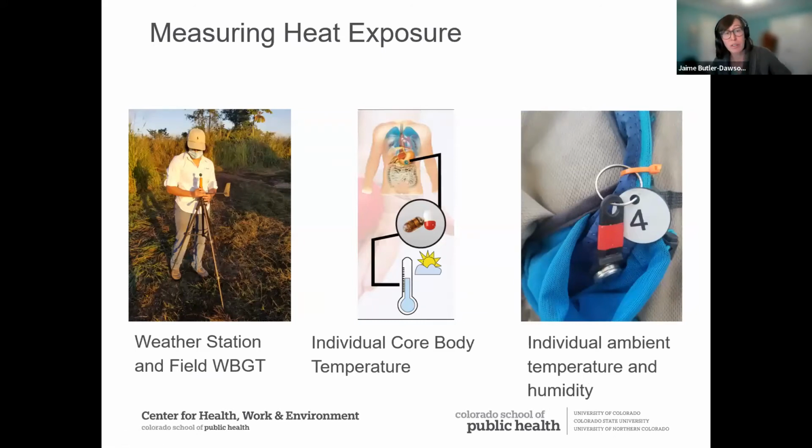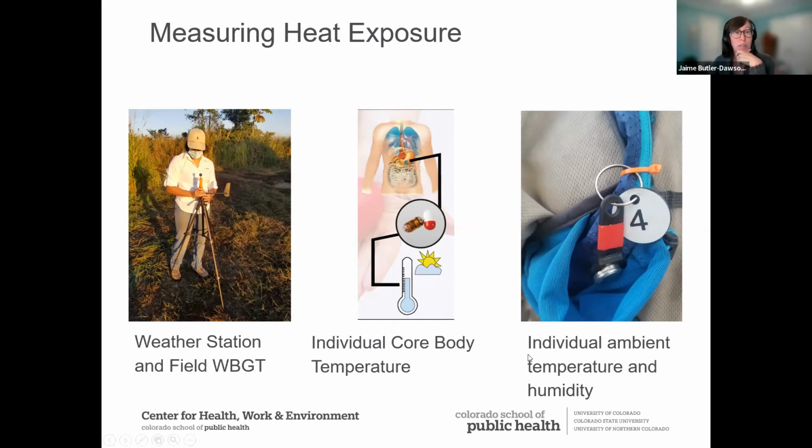So we're looking at weather station data and also field data, wet bulb globe temperature. And then for the men study, we'll be measuring individual core body temperature, where they take a pill and we can connect it to a Bluetooth meter and measure what their core body temperature is throughout the work shift. And then also the individual ambient temperature and humidity with these I buttons here.